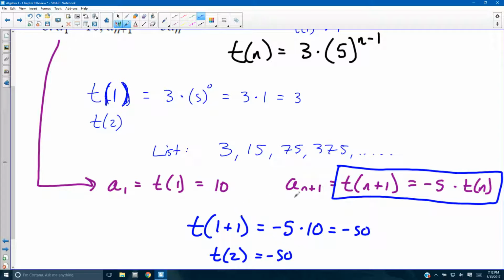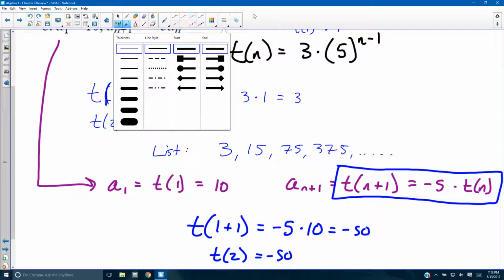So what does the recursive equation say? It says to find the value of the next term, the term after the term we're looking at, take the value of that term and multiply it by negative 5. How do you think I'm going to find the value of term 3? I'm going to take term 2, negative 50, and multiply it by negative 5. Negative 50 times negative 5 is 250. So as we keep finding those numbers, all I'm doing is multiplying by negative 5.